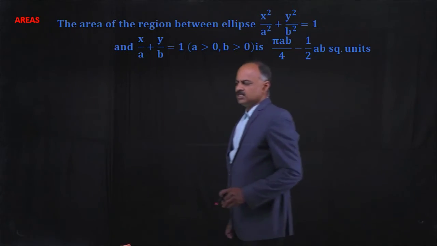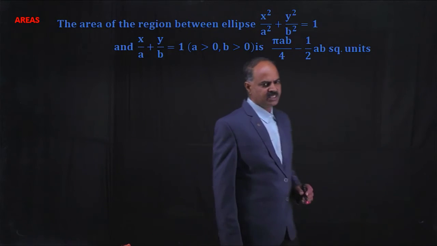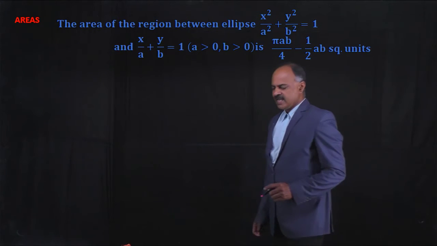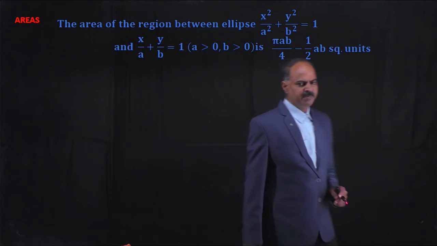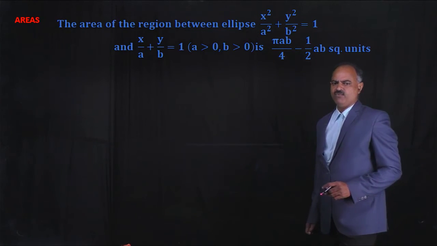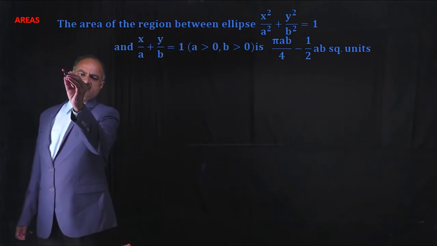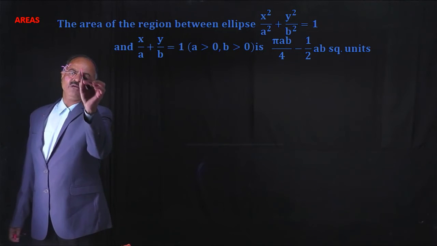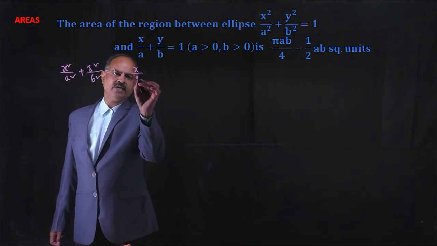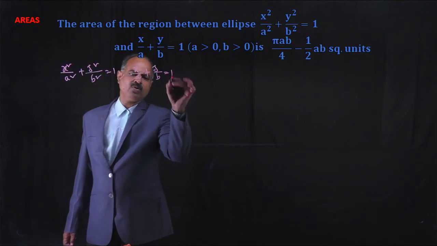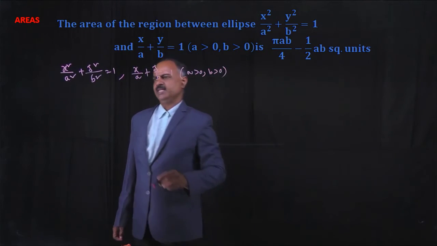Next formula: the area of the region between the ellipse x square by a square plus y square by b square equal to 1 and the line x by a plus y by b equal to 1, a greater than 0, b greater than 0, is pi ab by 4 minus half ab square units. So given the ellipse x square by a square plus y square by b square equal to 1, and the line x by a plus y by b equal to 1, here a greater than 0, b greater than 0.